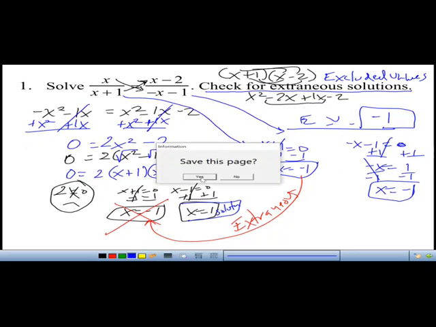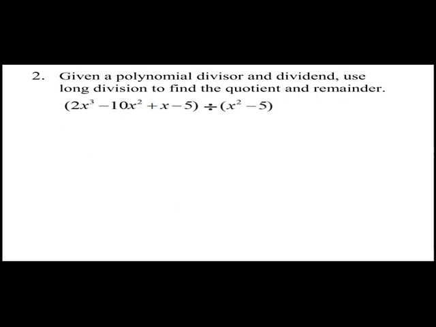Number 2. Copy this. It says: given a polynomial divisor and dividend, use long division to find the quotient and remainder. First polynomial given is parentheses 2x cubed minus 10x squared plus x minus 5, close parentheses, divided by, open parentheses, x squared minus 5, close parentheses.